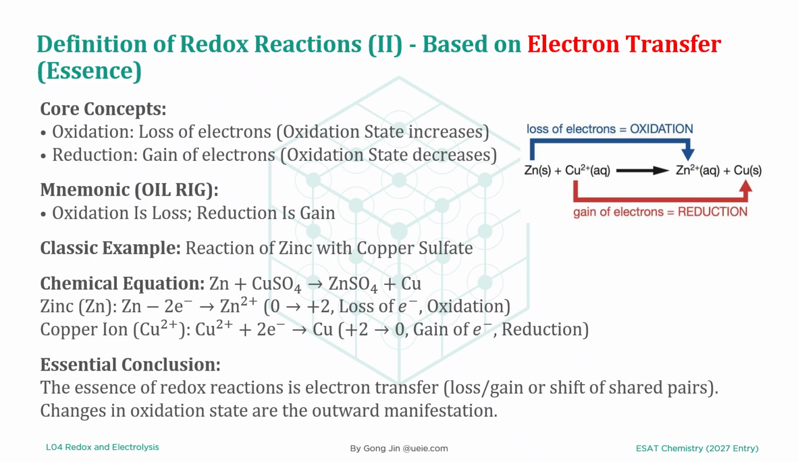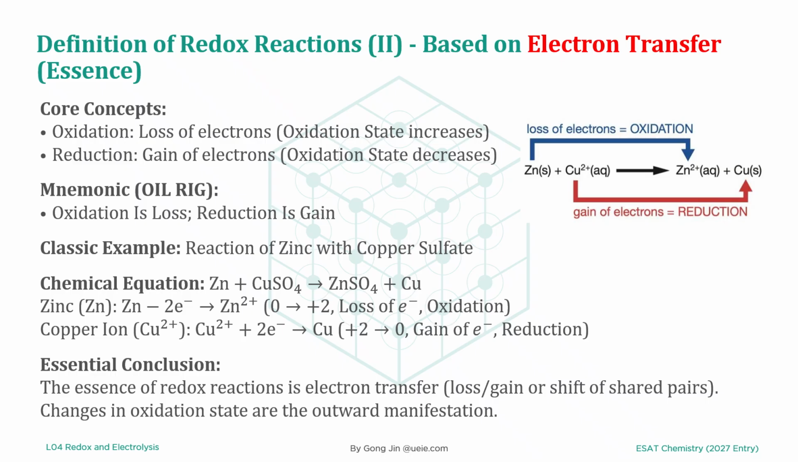Now, let's move on to the essence of redox reactions, electron transfer. This is the fundamental explanation. Let's set aside the oxygen rule for now. Here's the new definition. Losing electrons is oxidation, and gaining electrons is reduction. When an atom loses electrons, its oxidation state increases. When it gains electrons, the oxidation state decreases.